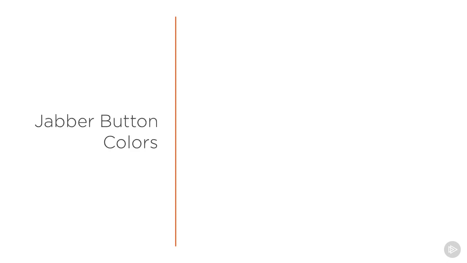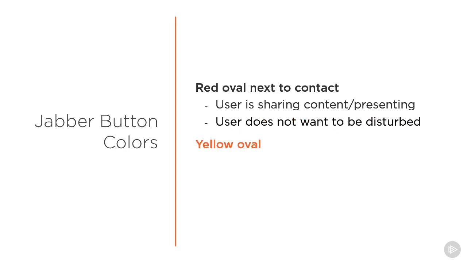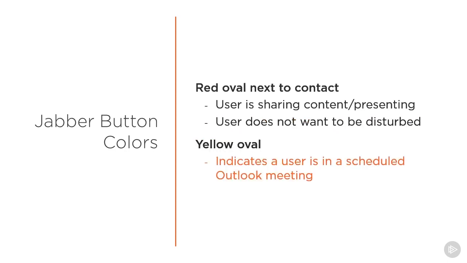And then there's the Jabber button colors. These are the ovals that are next to users that display their present status. If there's a red oval next to a contact, that means that the user is sharing content or presenting, and that the user does not want to be disturbed. If there's a yellow oval next to a user, that indicates that the user's in a scheduled Outlook meeting, and we would interpret that as do not disturb. These are the present status that can be set using our Jabber clients.